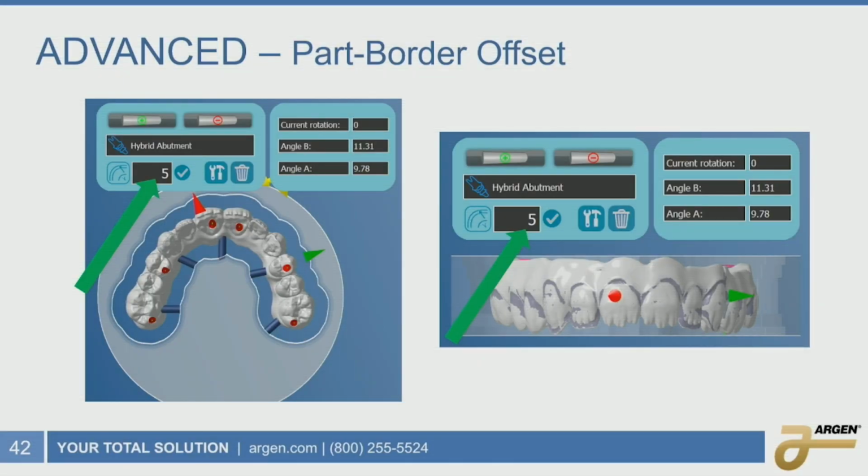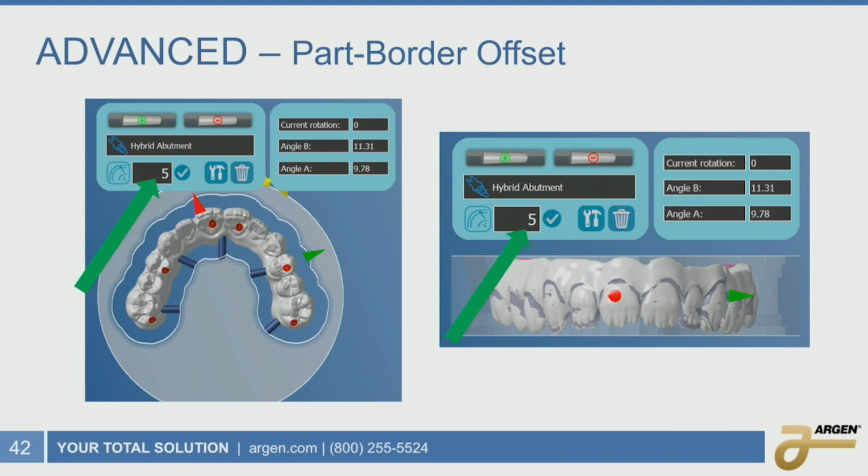So what we can do is come here and change this part border offset from 2.7 to 5. 5 is just an arbitrary number. You can try 4.5; 5 is what I like to use. One thing to keep in mind is if you change the part border offset to a larger number, it is suggested to change the thickness of the sprue. Typically the sprue thickness is 2 millimeters at the stock and 2 millimeters at the part. I like to change it to 3 millimeters on both.